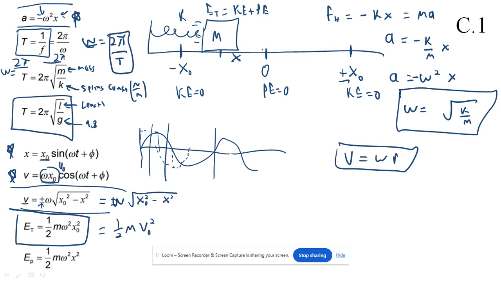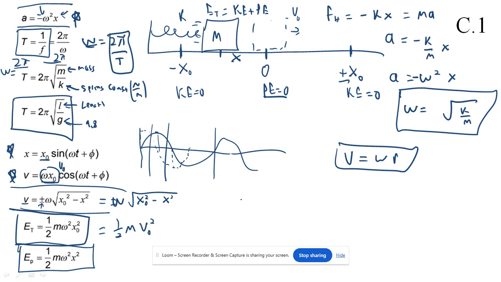So that happens, by the way, at the very center, right? In the center here, we're moving at whatever that maximum speed is, right? Okay, and at that point, it has no potential energy, so all of its energy is kinetic, right? Therefore, the total energy is whatever the kinetic energy is at the center, right? And then this one is the potential energy, right?